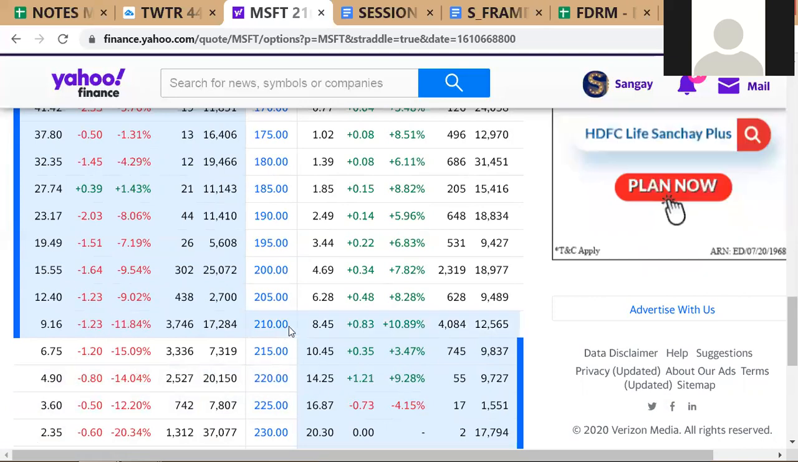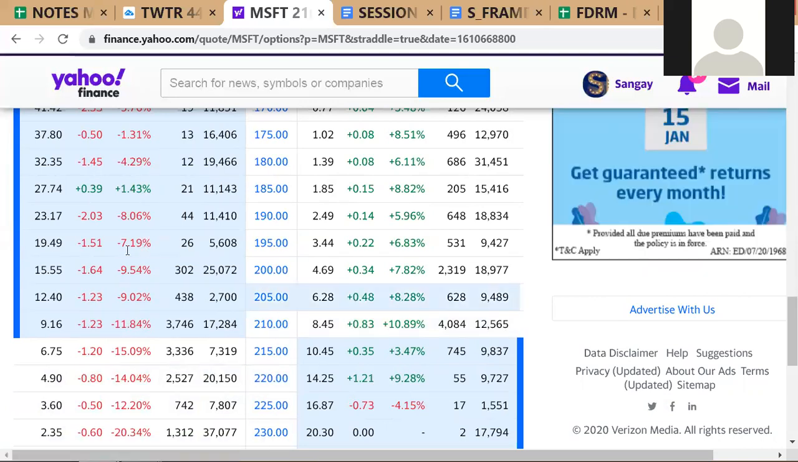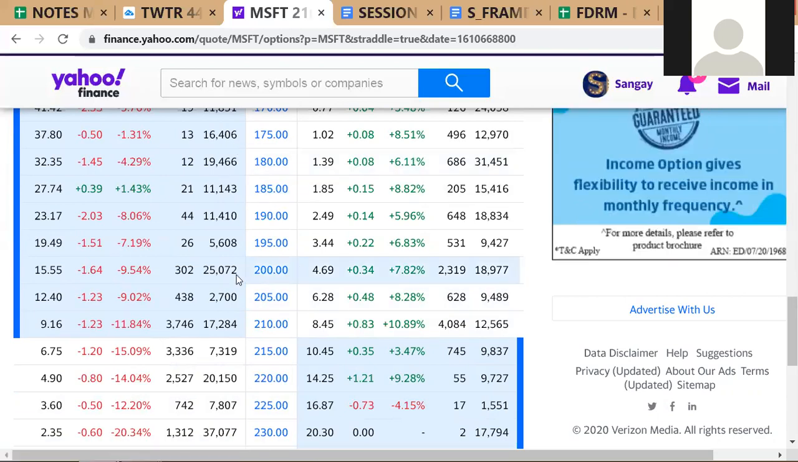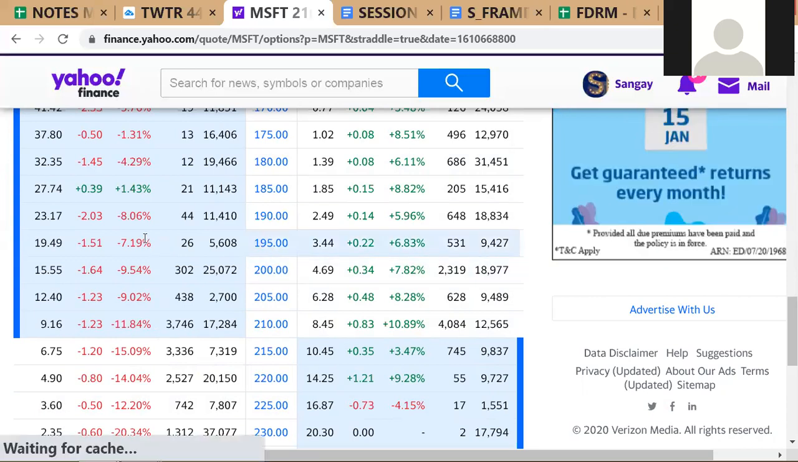Because the underlying is just above 210, all these calls are in the money: 175, 180, 185, etc. They have shaded them so that you have a clearer view of which are the in the money calls. And the puts here, these are the in the money puts.